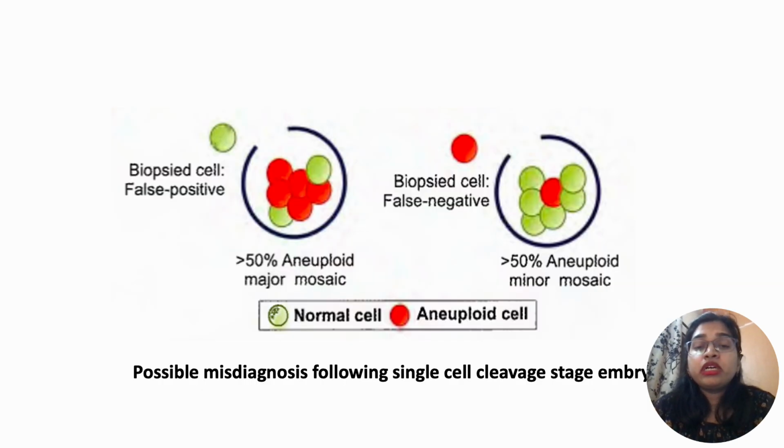Now, when we do a cleavage stage biopsy, suppose we have taken only one cell from this, right? Suppose we took one cell in the biopsy and that cell came out euploid, but most of the remaining cells in the embryo were aneuploid. Then it can cause a false positive result, right? And suppose the biopsy cell comes out to be aneuploid, but most of the remaining cells in the embryo are euploid. Then it is going to give us a false negative result. So this can lead to a possible misdiagnosis.